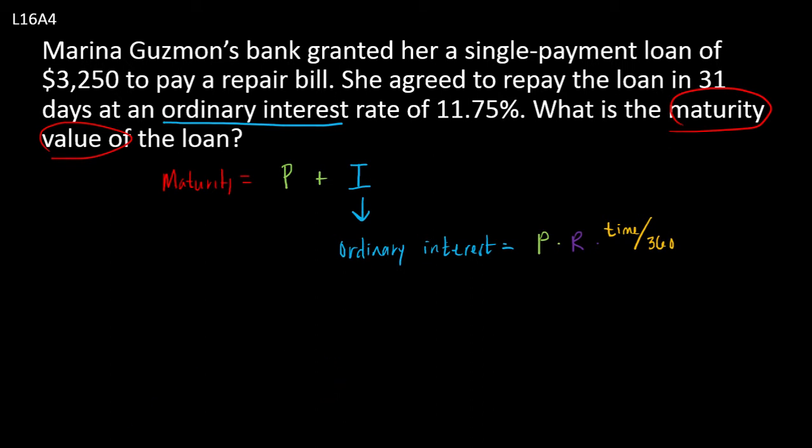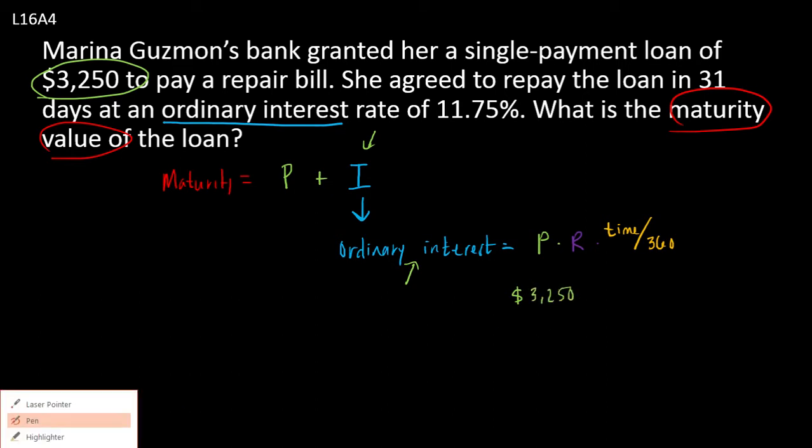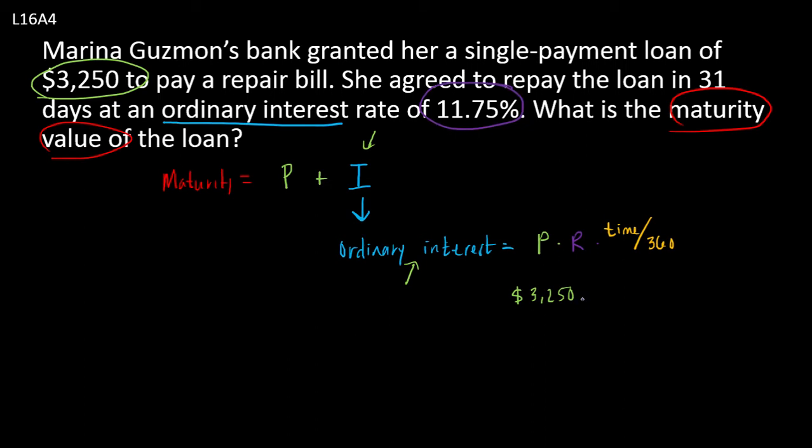Okay, so let's plug in what we know. Obviously we can't plug in interest for maturity value until we solve interest. So interest is equal to principal. The principal of this loan was $3,250. The rate of this loan was 11.75%, so we put 0.1175. And our time is 31 days, so we multiply by 31 divided by 360.